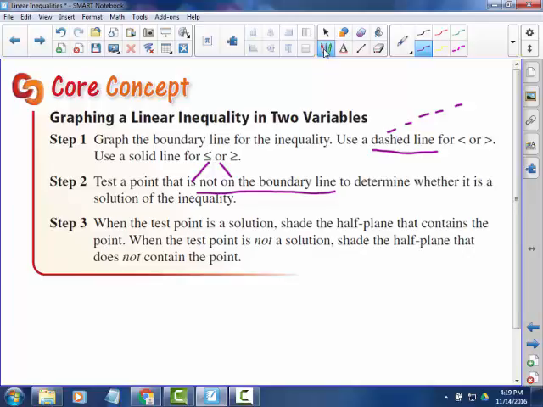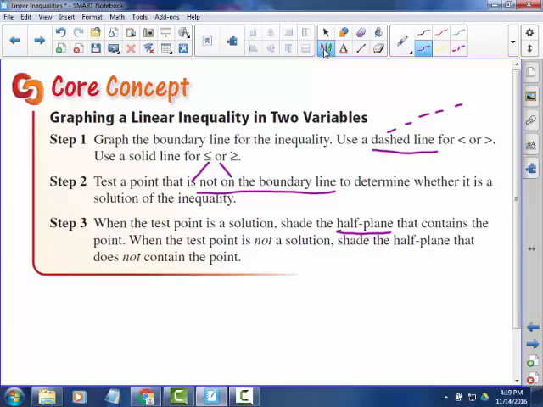Okay, so that's what the previous two were about, right? We pick a point that's not on the boundary line and we see whether or not it's a solution. Okay, so when the test point is a solution, we shade the half plane. Half plane. I don't know that I've ever seen that word in our course thus far.